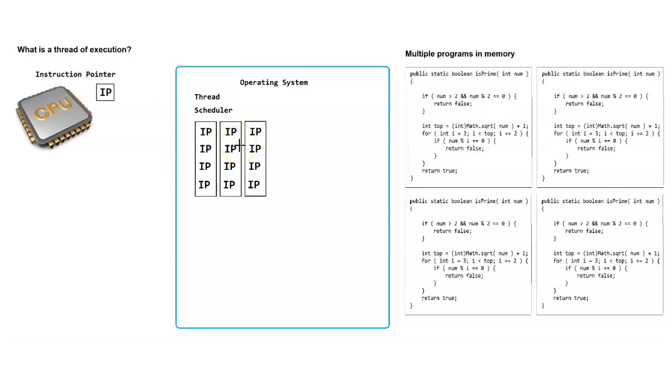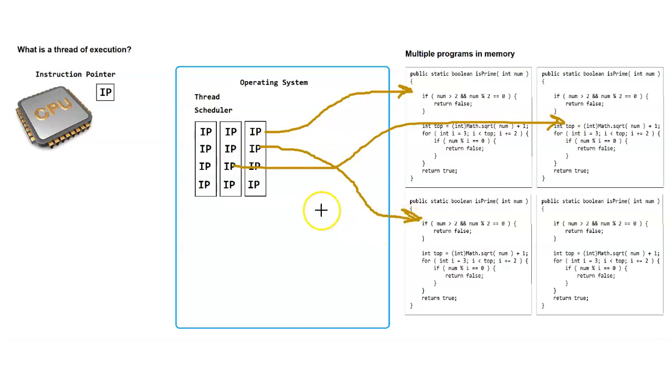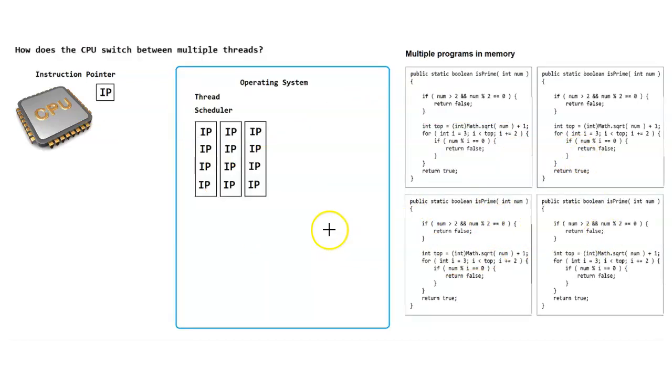Once we have this concept of a thread supported by the operating system, it becomes easy to create multiple threads and run multiple programs, because it is simply a data structure in operating system memory that keeps a copy of the instruction pointer. However, we have only one CPU, but many programs and many threads of execution. So the next question is, how does the CPU switch between multiple threads?